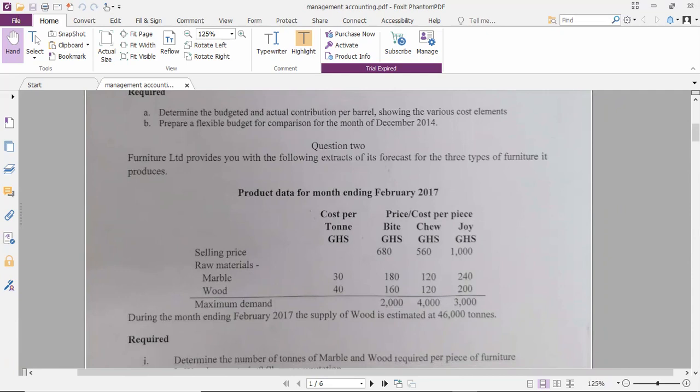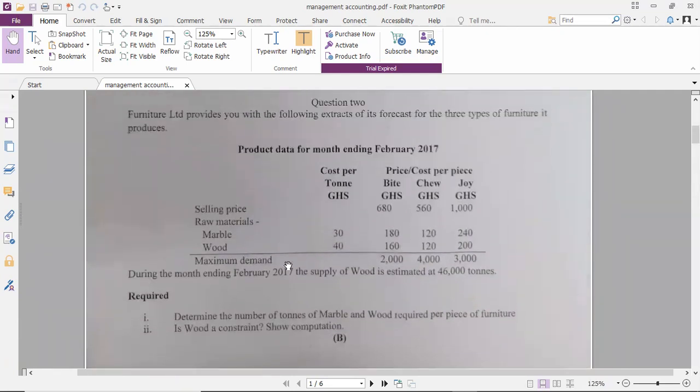Now, you have the selling price, you have the raw materials they use in the production of this furniture. They use marble and wood, and they give you their cost and the other details. Then they give you the maximum demand, or the maximum outputs for each of the products: 2,000, 4,000, and 3,000. They are very, very important. Then there is additional information. During the month ending February 2017, the supply of wood is estimated to be 46,000 tons, and you are required to determine the number of tons of marble and wood required per piece of furniture.